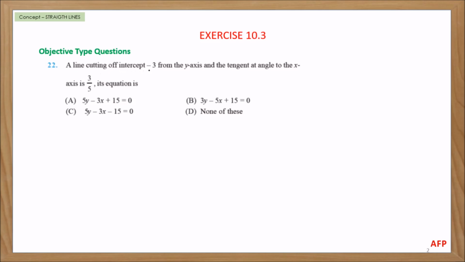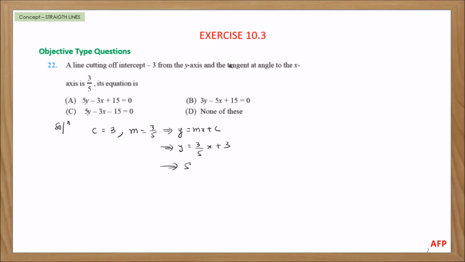A line cuts off intercepts 3 from the y-axis and a tangent at an angle of the x-axis is 3 by 5. What is its equation? Very simple concept. They have given 3 and tan angle, that is nothing but slope 3 by 5. So now we will use the y is equals to mx plus c concept. So y is equals to, what is m? 3 by 5, what is c? Plus 4.